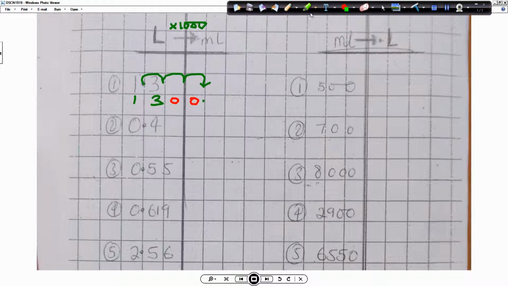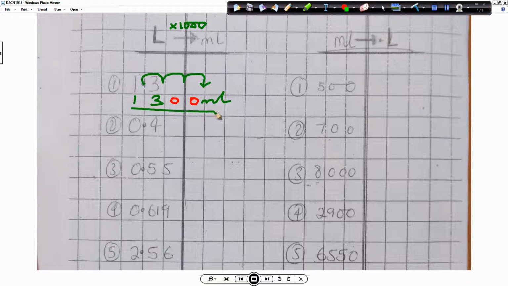Okay. So far, this is our rough answer. We have 1300 point. Now, do we need the point in our final answer? No. We can write on top of the point and turn it into our units.